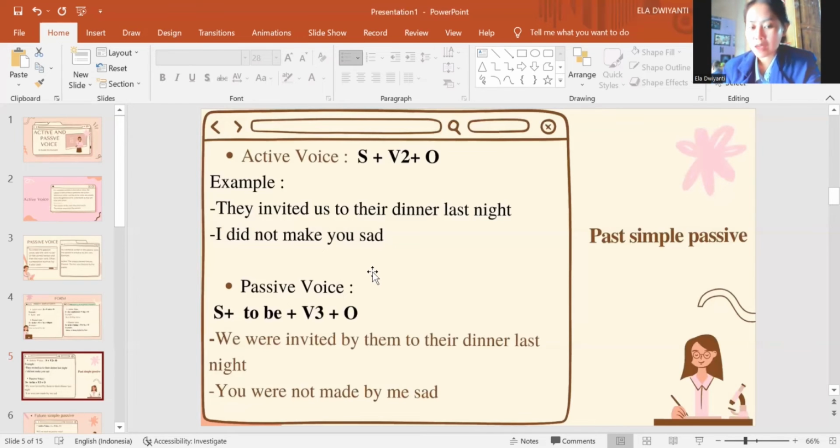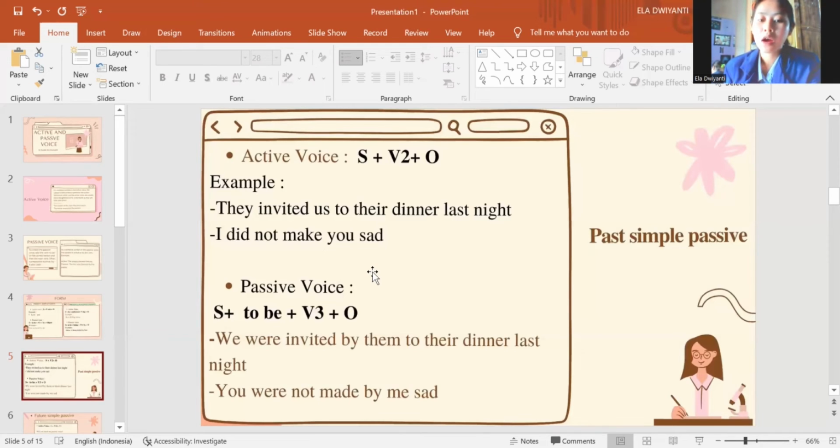In the passive voice, it becomes "you" because the object in the active voice becomes the subject in the passive voice. For example, "I did not make you sad." You plus to be, were, not, verb 3 of make, made.